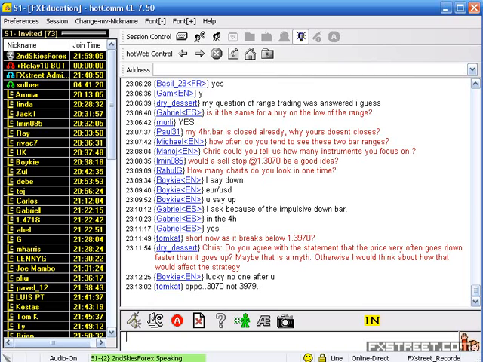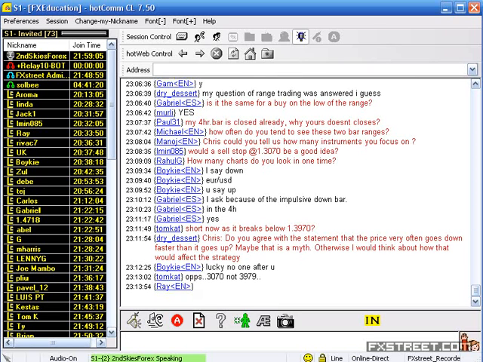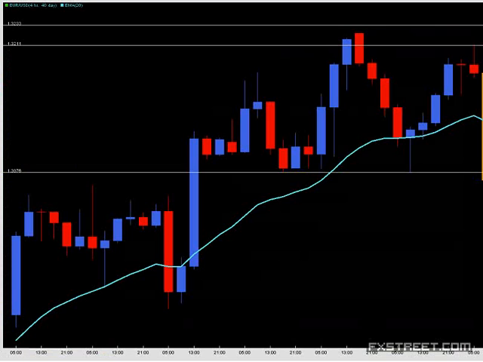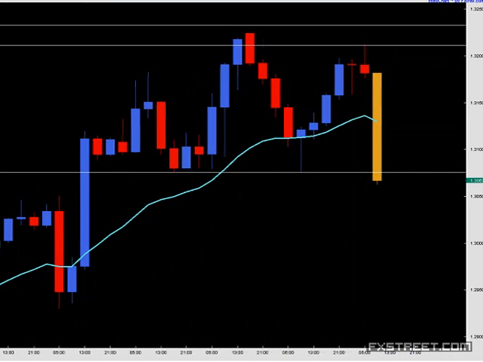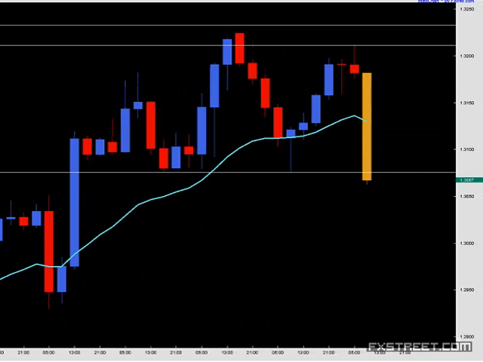Okay, I'm going to say, would a sell stop at 30.70 be a good idea? It's not a bad idea. I'm a little tentative of it. If I'm going to play it, I'm going to look at it on a 4-hour time frame. This is a very aggressive candle. Trust me, it's very tempting to want to be a seller at this point. You can do that. The real question you have to ask yourself is where are you going to put your stop? That's the tricky part.